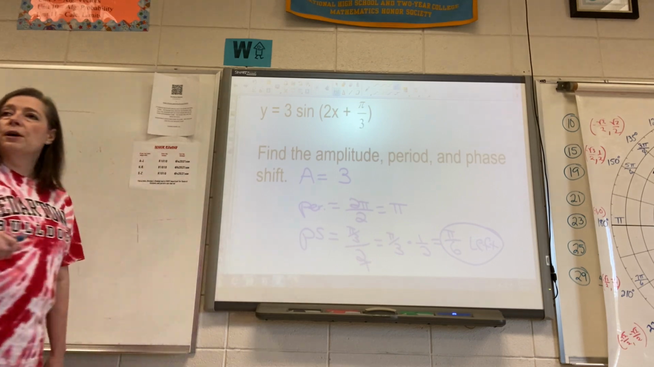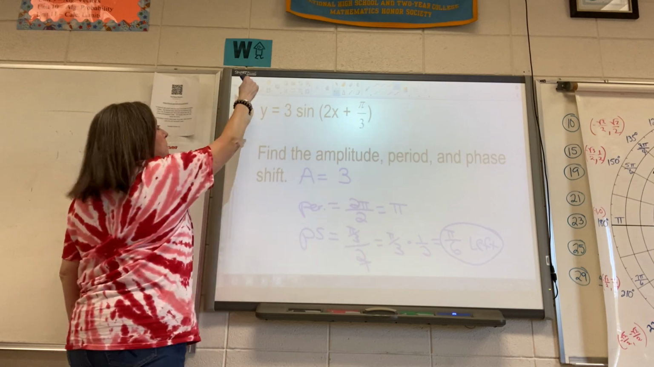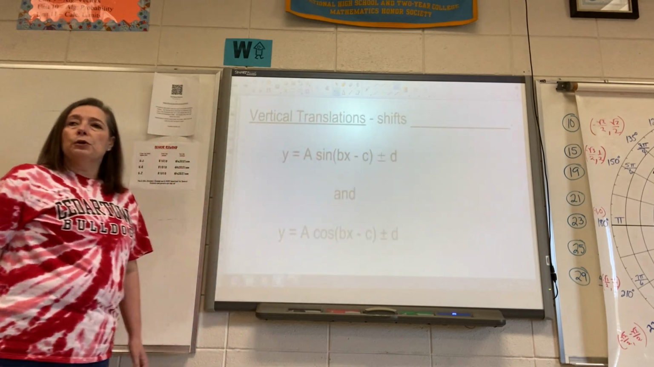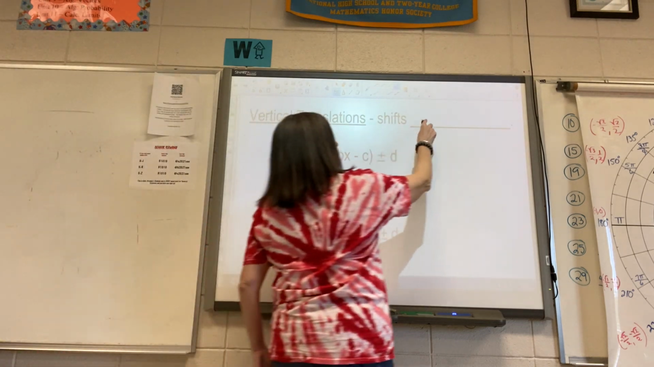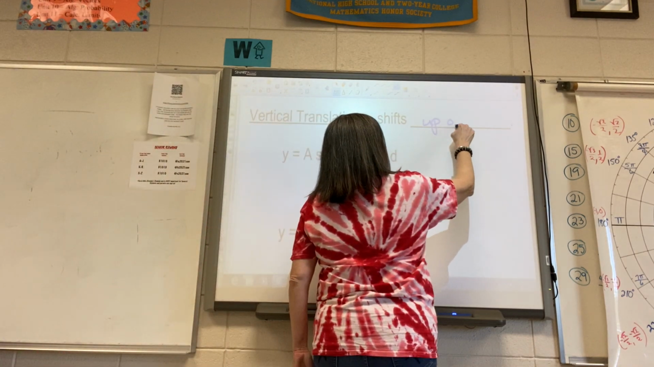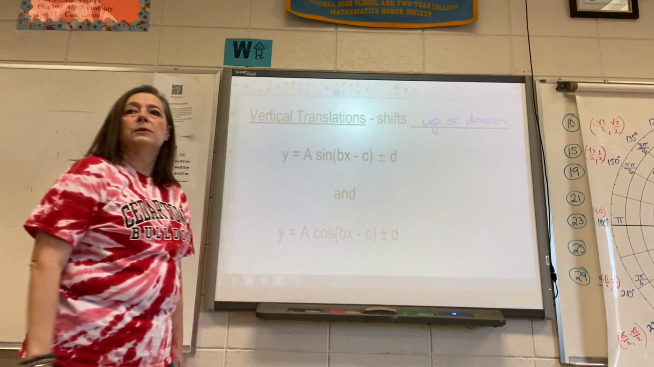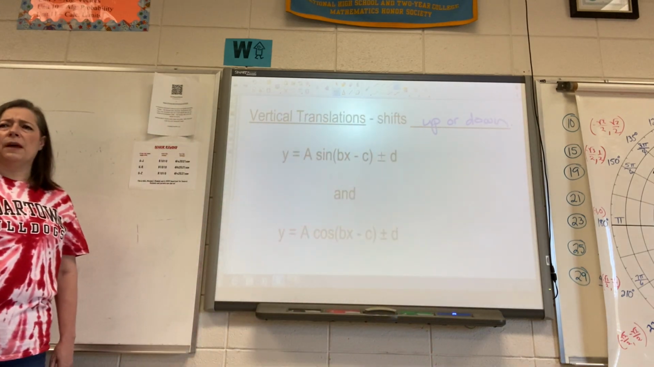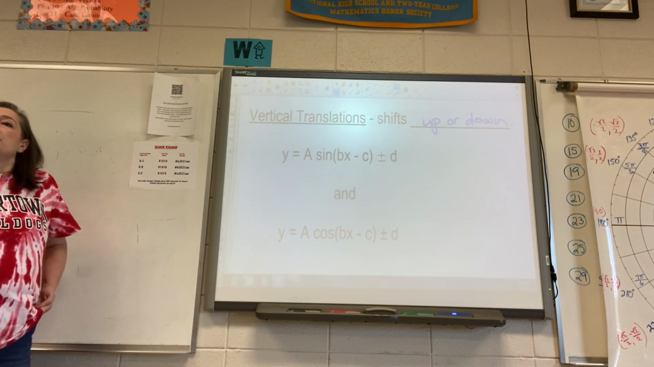All right, so I'm adding on the next thing, which is easy too. Got it? The next thing is the vertical translations. That's the shifting up or down. So the phase shift was left or right. The vertical is up or down.